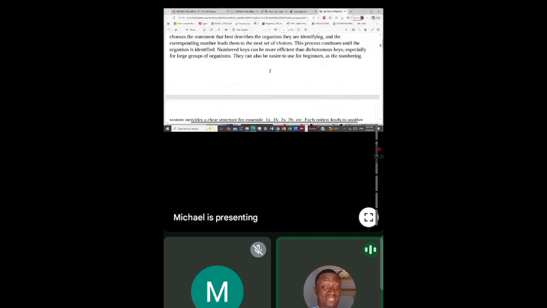So under the numbered keys, let me tell you one thing, you can change a dichotomous key to a numbered key and vice versa. You can also change a numbered key to a dichotomous key.